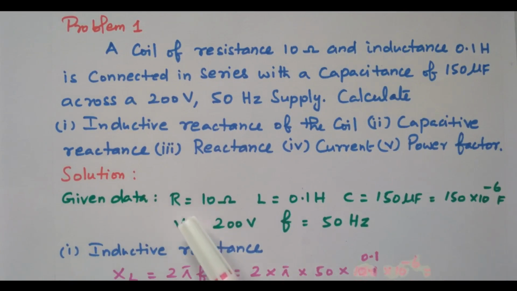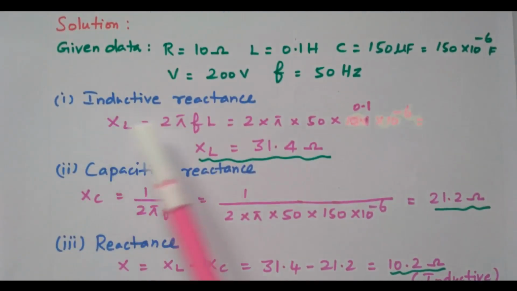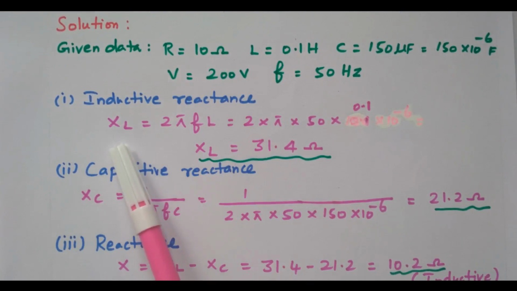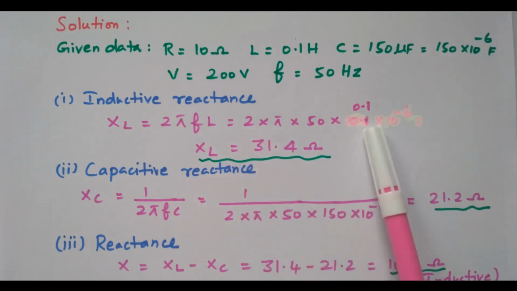We need to find these parameters. The given data are: the resistor value is 10 ohm, the inductor value is 0.1 Henry, the capacitor is 150 microfarad, that is 150 into 10 to the power minus 6 farad. Micro means 10 to the power minus 6. The voltage is 200 and the frequency is 50 Hz. Now we will find the parameters one by one. The first one, inductive reactance XL. XL equal to 2 pi F into L. So 2 into pi into the frequency, 50, and the inductor value, 0.1. By solving this we get XL equal to 31.4 ohm.